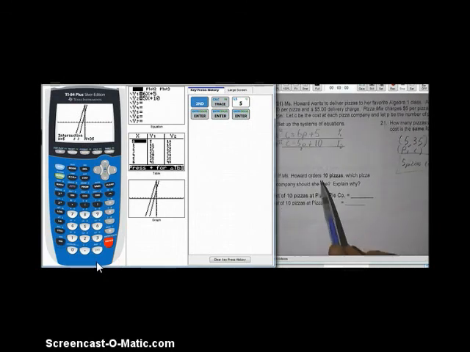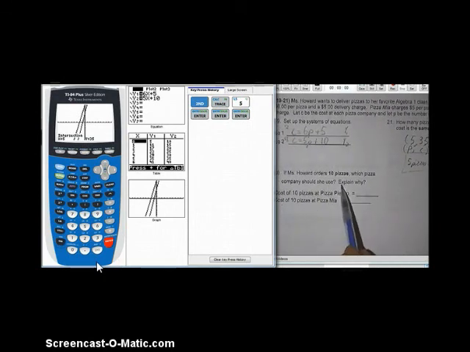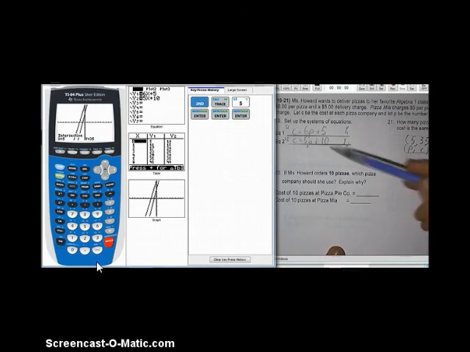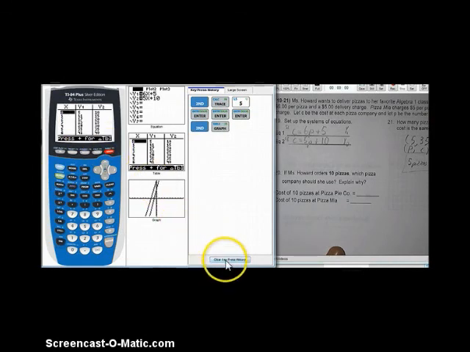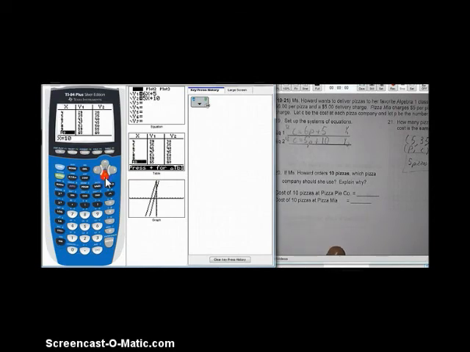If Miss Howard orders 10 pizzas, which pizza company should you use and explain why? Well, we want to know how much each company costs for 10 pizzas. Now I could go ahead and substitute 10 in for the number of pizzas in each of them, but since I've already set it up on the calculator, let's go ahead and use that. I could go to the table, so second table, and I want to scroll down and find where x equals 10. So I can see that when x equals 10, my first company charges me $65, but my second company charges me $60.